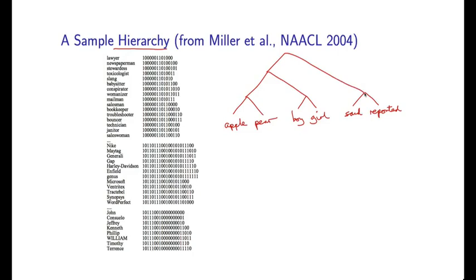So if I take any node in this tree that I've drawn here, I end up with a cluster of words. So this node here, for example, corresponds to the 2 words boy and girl. This node here corresponds to the 2 words apple and pear. This node here corresponds to the 2 words said and reported. I can go higher in the tree, so this node here would correspond to a cluster with 4 words, apple, pear, boy and girl. And finally, the top node in the entire tree is just the entire vocabulary, so this is the least interesting clustering you can think of.